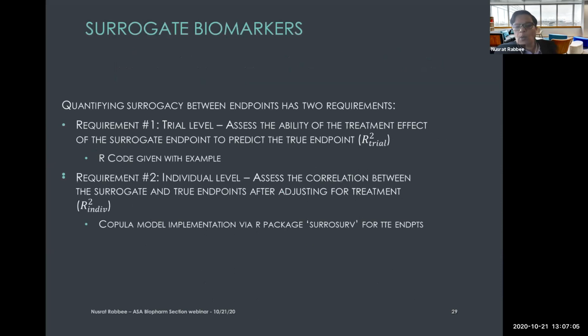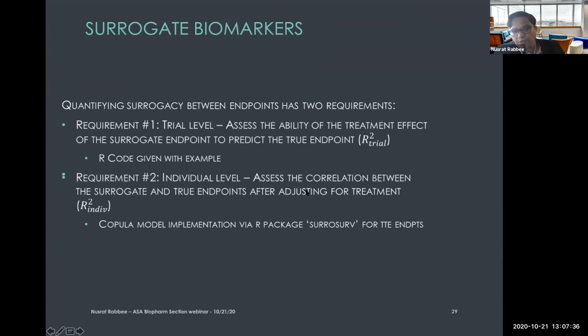Quantifying a biomarker requires two levels. One is the trial level. You need to have data from several trials. Sometimes companies band together to get a certain biomarker established as a surrogate, so all the trials are looked at at the same time. I give an example with our code, and then at the individual level, you have to assess the correlation as well.